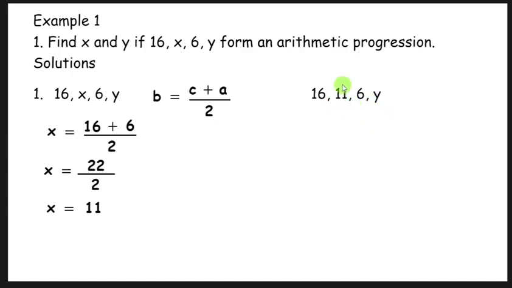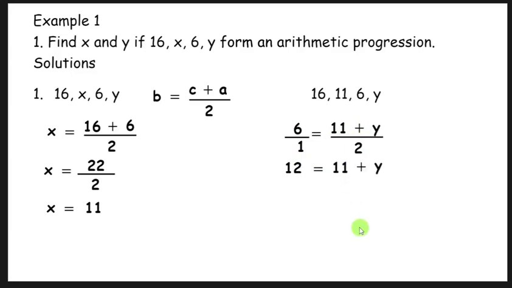And on these 3, 11, 6 and y, 6 is the arithmetic mean. So we are going to say 6 is equal to 11 plus y over 2. Then we make sure that we eliminate the fraction by saying 6 also over 1. So we multiply 6 by 2, which will be 12, equals 1 times 11 plus y, which will be the same 11 plus y.